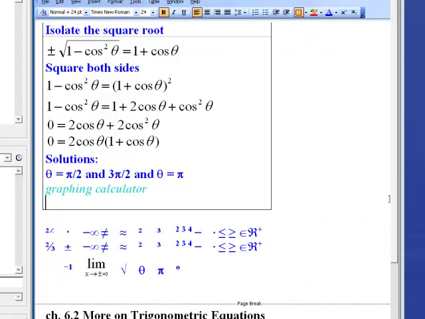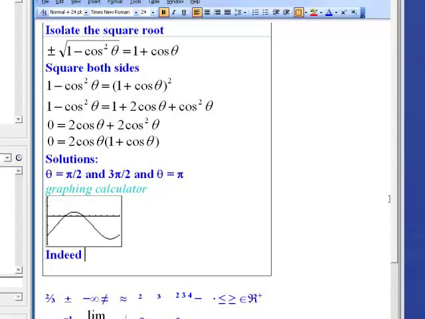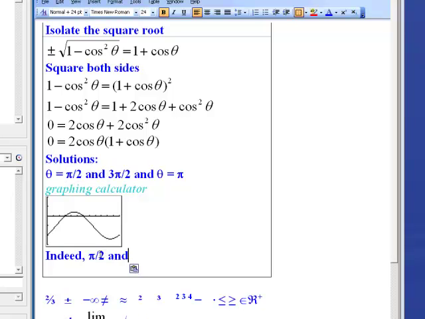So, indeed, pi over 2 is a solution right here, and then here is 120, 150, 180, and pi itself is a solution. But what about this one here? It doesn't show up. 3 pi over 2. That should be here, right there. Where is it? It said that we're supposed to come up with it.